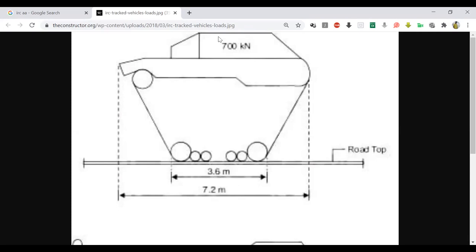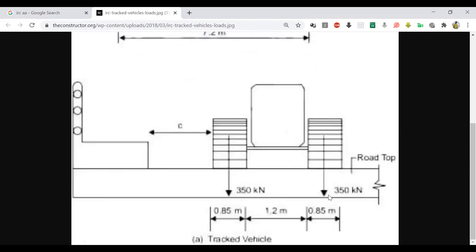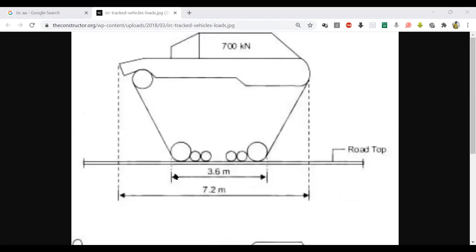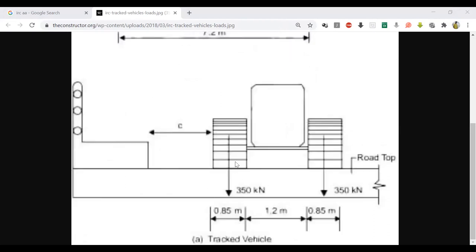Okay, it is shown at the top: 700 kilonewton. Then obviously these two tracks are dividing the load, 700 divided by 2, 350 by 350. Okay, so the width of the track is 0.8. You have to remember two values specifically, this 3.6 meter contact and this 0.85.